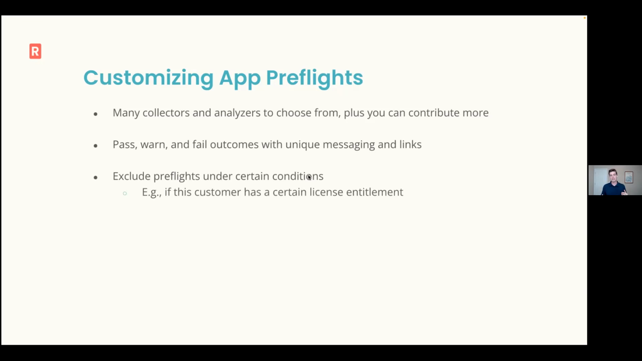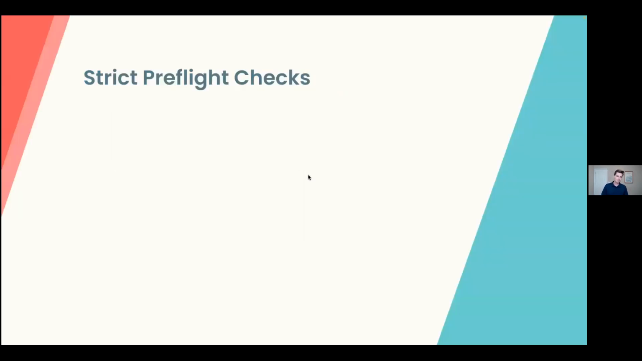Let's say they're licensed to a premium edition of your software, so additional stuff is going to get deployed that needs its own pre-flight checks. You can actually condition those pre-flights so that they'll only run when a customer has the correct entitlement, and they'll get excluded otherwise so that they don't run unnecessarily. And then a new feature I want to highlight is requiring that pre-flights do not fail. So this is something that we're calling strict pre-flight checks.